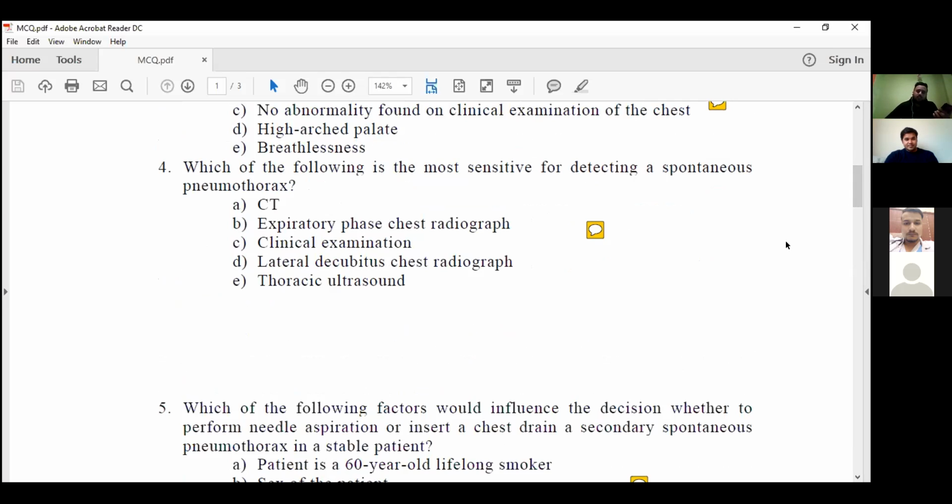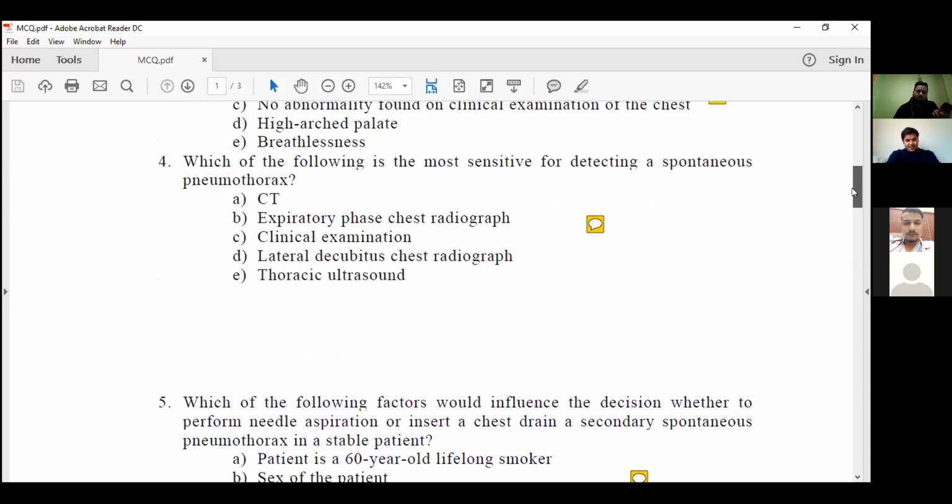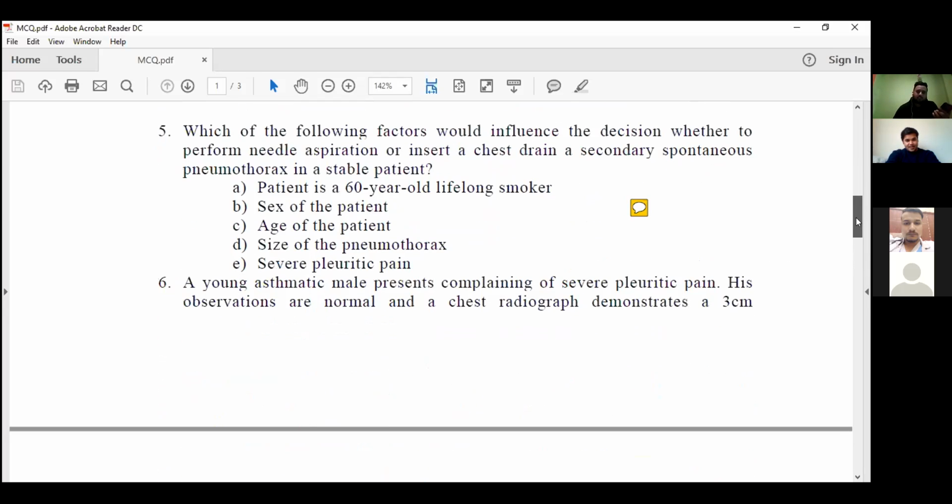And question number 4. Which of the following is the most sensitive for detecting a spontaneous pneumothorax? The options are here. And the answer is A, it's a CT scan.